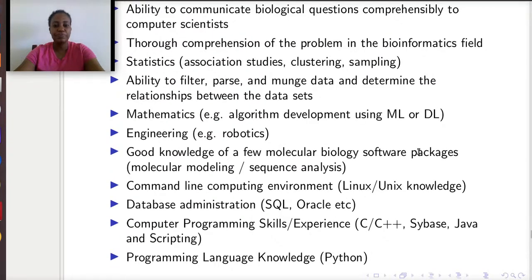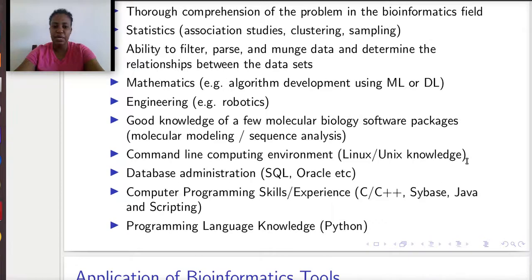Engineering work and an engineering background is important. Engineering really works in those big companies that manufacture the machines that do the sequencing of this data. That's where engineering is really applied. You need good knowledge of a few molecular software packages which exist so that you can build on yours to be more robust. Command line, Linux is really the key operating system in bioinformatics.